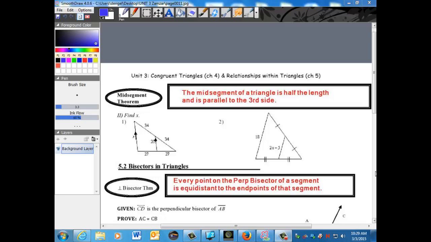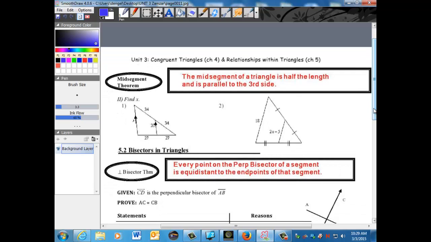Welcome back to Geometry. We are at Unit 3. We're going to start off with the mid-segment theorem and then work our way into 5.2 bisectors and triangles. So for the mid-segment theorem, there's a few things that we should review.